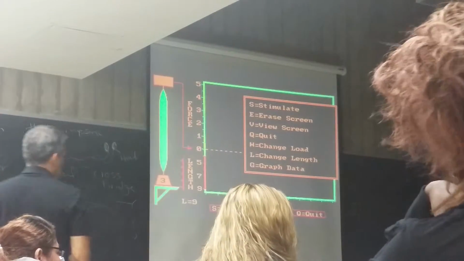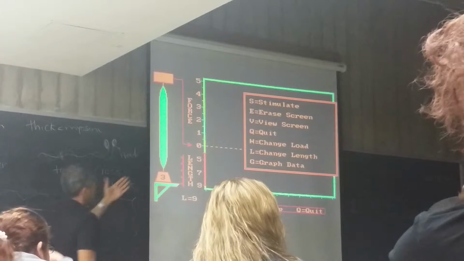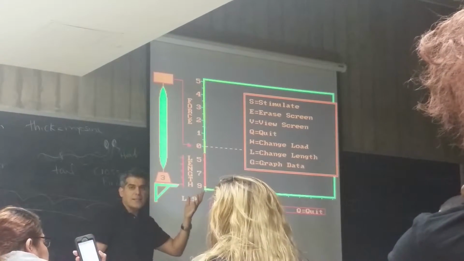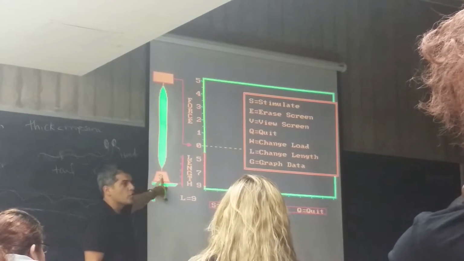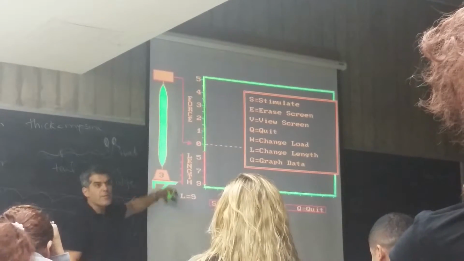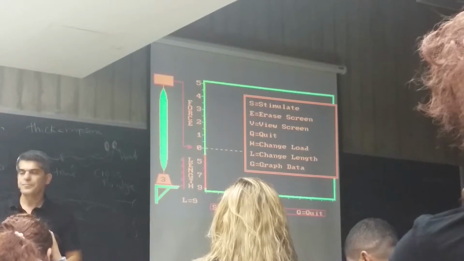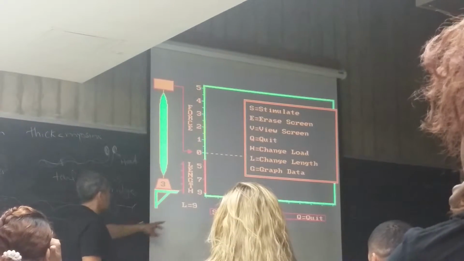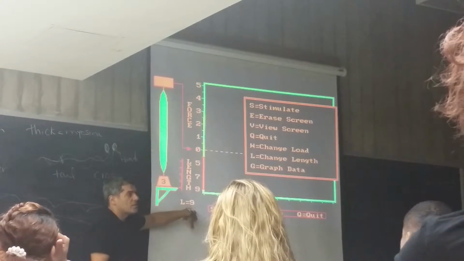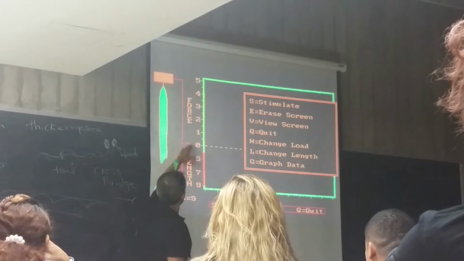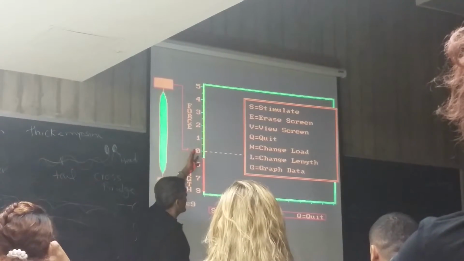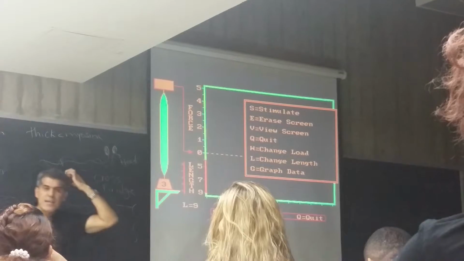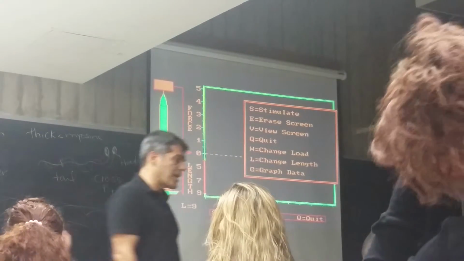Now, listen to me. This is the muscle. It's already in the optimal length. And the load that it's trying to pull is what? 3 pounds, let's say, whatever it is. The length of the muscle right now is what? 9 units. And the force obviously is 0, because there's nothing happening, correct? So I'm going to press S to stimulate this muscle and see what's going to happen here.